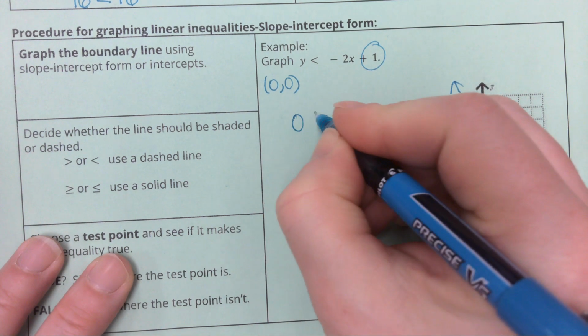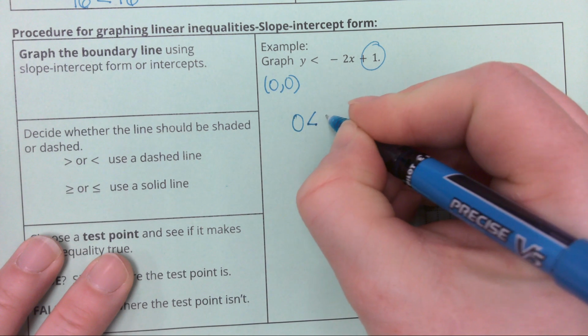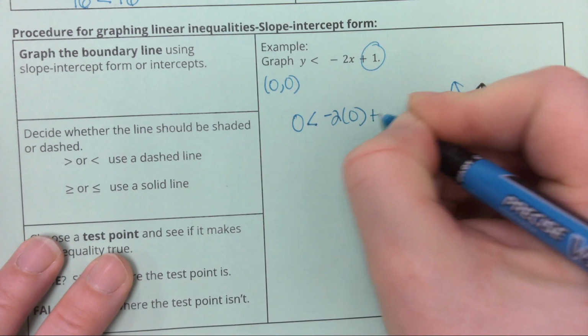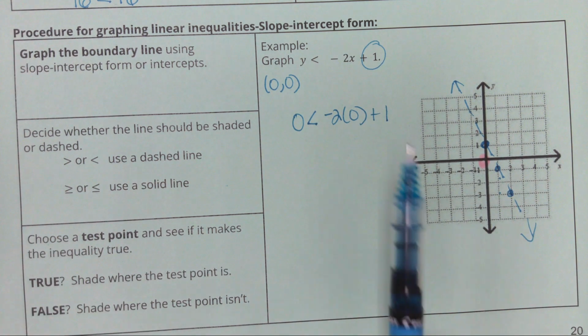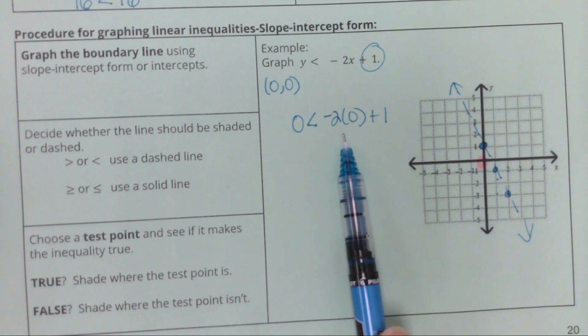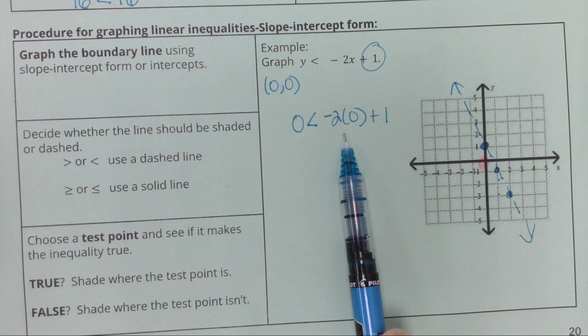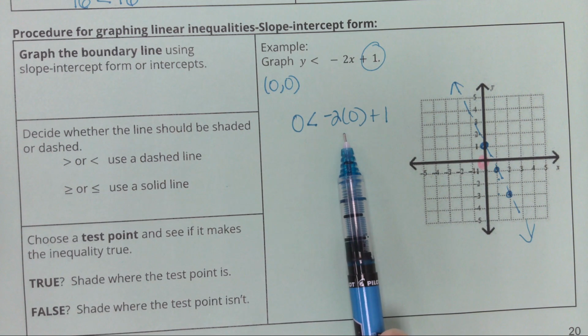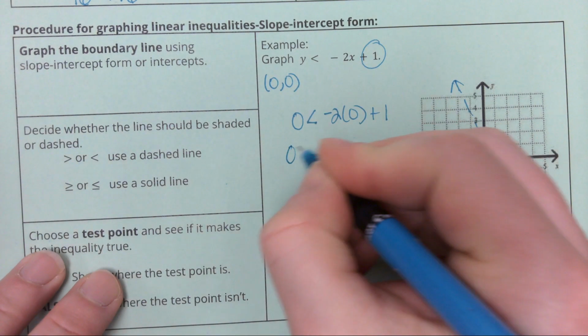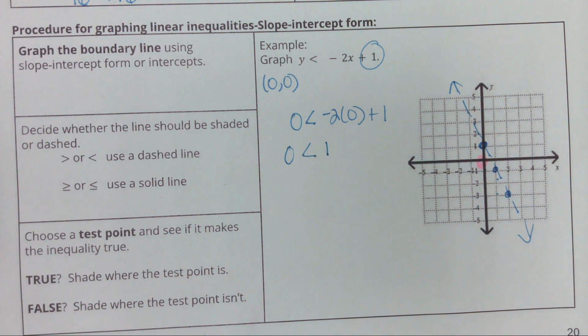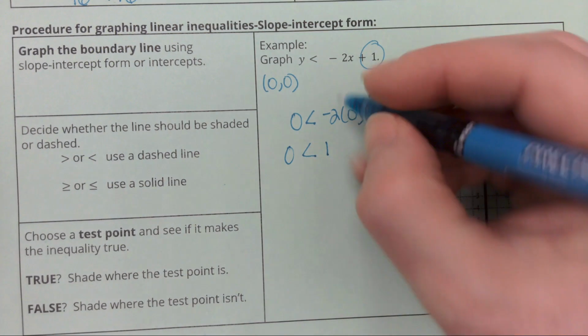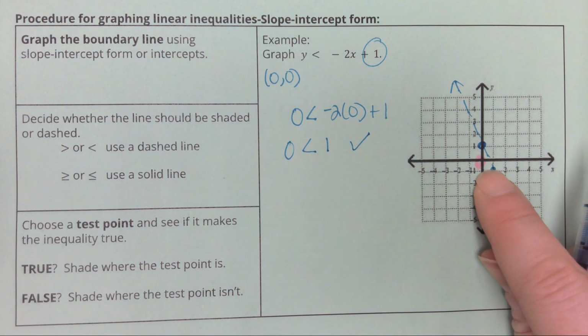Is 0 less than -2 times 0 plus 1? I'm going to tell you guys, after this, I'm not going to write this anymore. The whole reason of me picking 0, 0 is it makes things cancel out and it's nice. What's -2 times 0? 0. Okay, so this really is 0 less than 1? Is that true? Yes. So 0, 0 is in the solution.